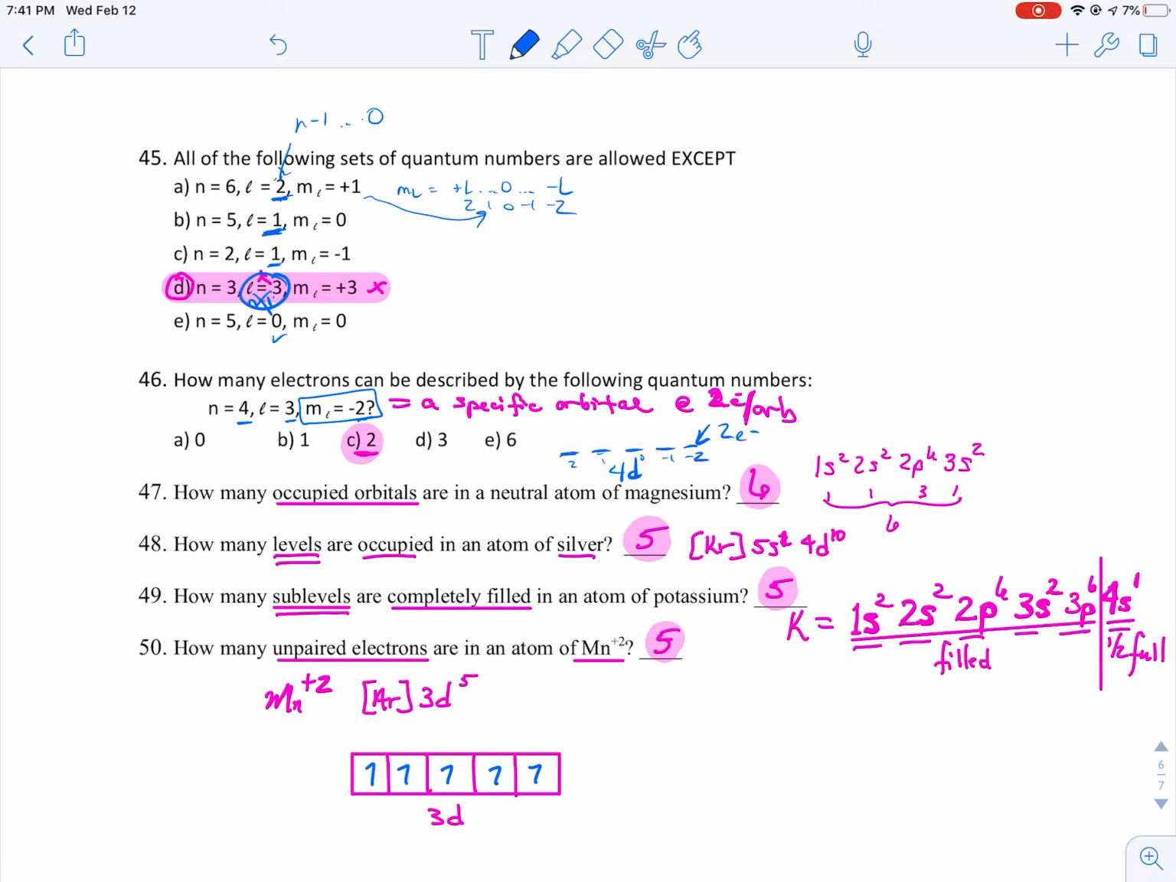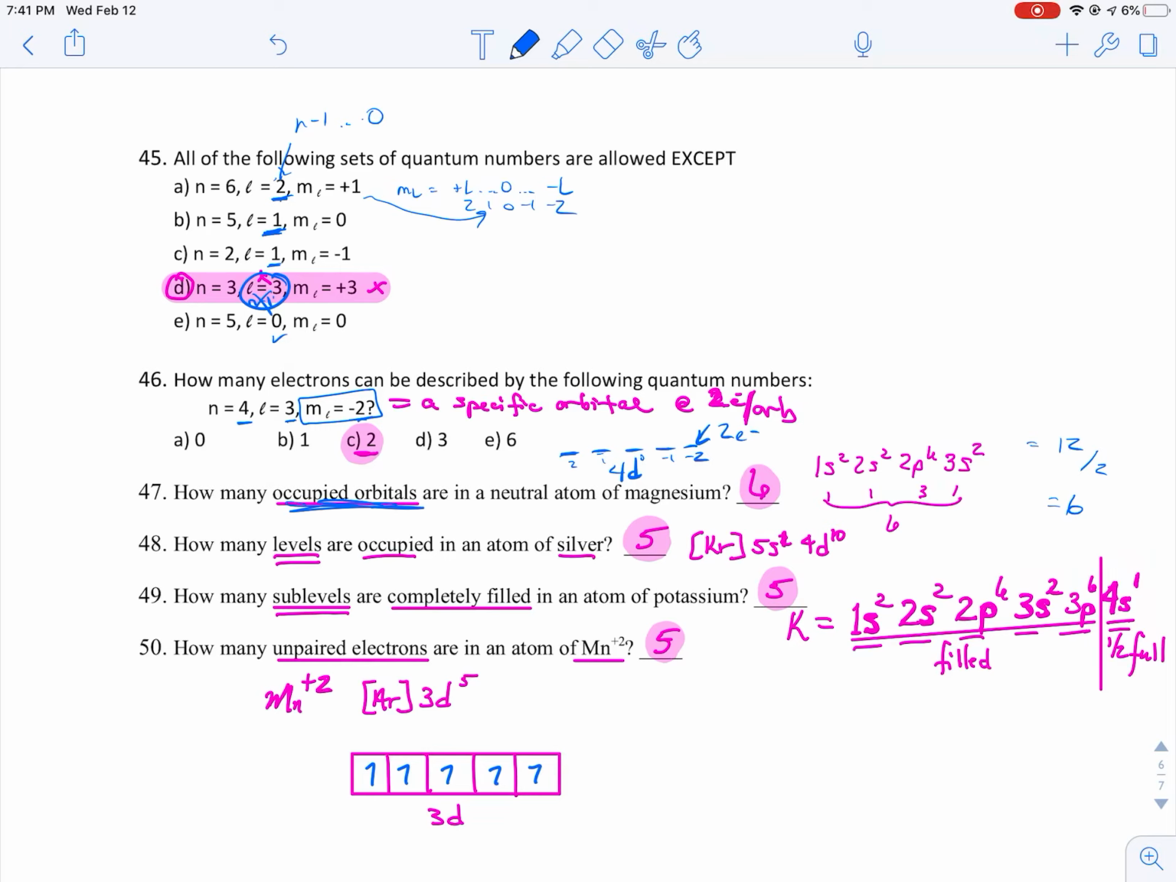All right, almost done. How many occupied orbitals are in the neutral atom of magnesium? So occupied, that just is saying, how many electrons are there? And then we're going to end up dividing it by 2. This shows you the whole configuration. So this is a total of 12 electrons, and the number of orbitals, because you can only do 2 electrons per orbital, is 6. Or you can count them out that way too.